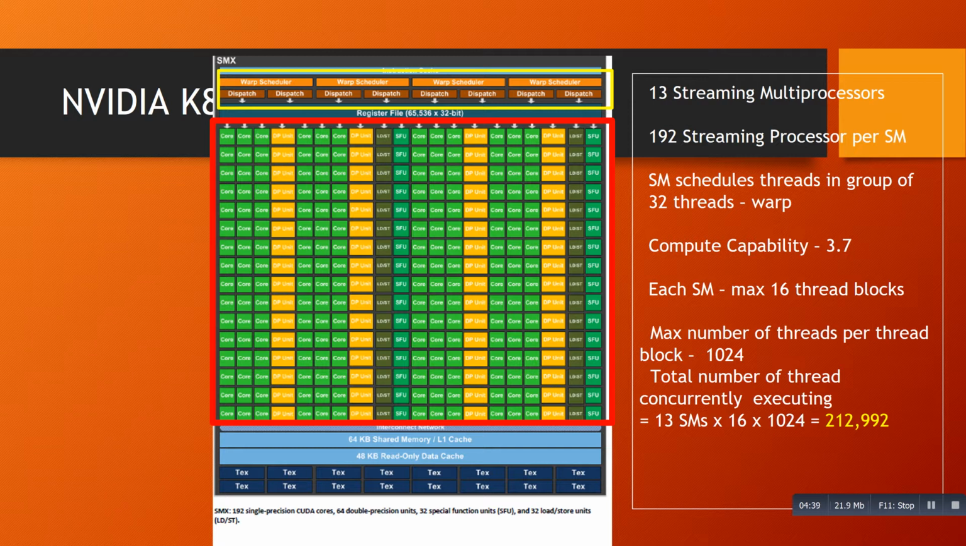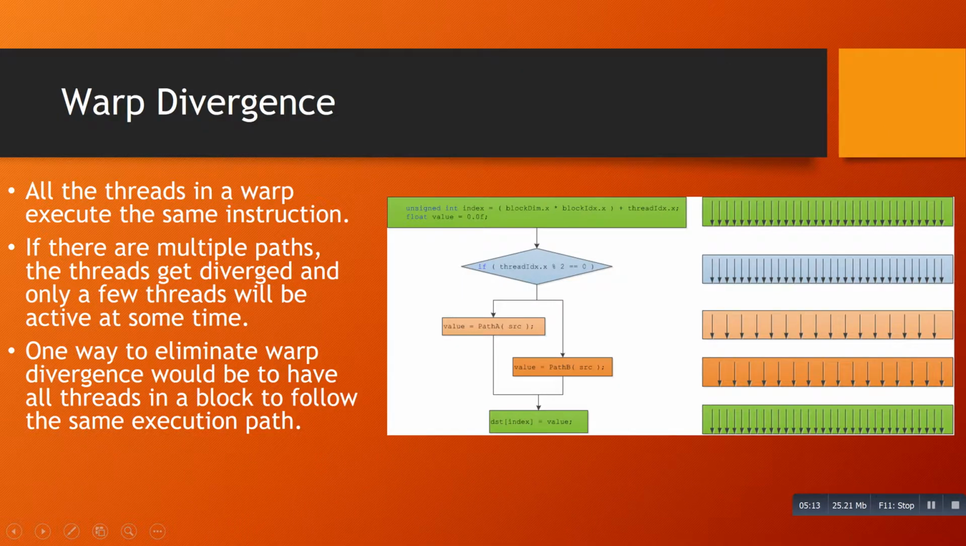Let's look at the architecture of a Tesla K80 GPU. There are 13 streaming multiprocessors, with 192 streaming processors per SM. Every SM schedules threads in groups of 32 threads called a warp, and the total number of threads concurrently executing is 13 SMs times 16, the number of thread blocks per SM, times 1024, the number of threads per thread block. So there are 212,992 threads concurrently executing on the GPU.